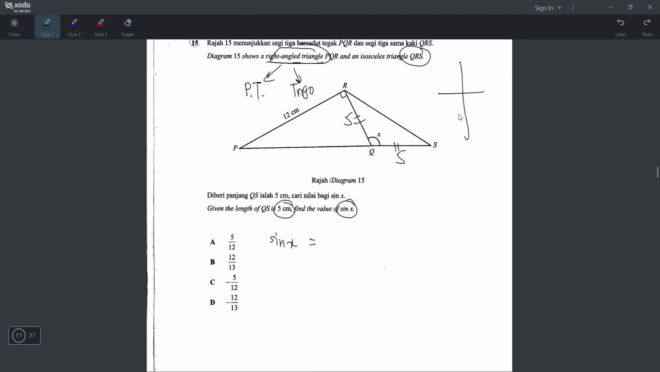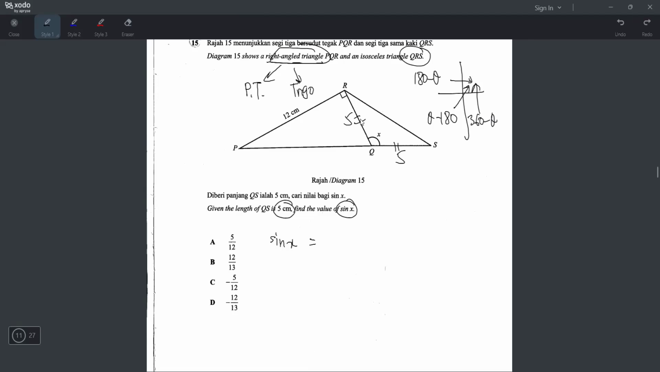And how to find the reference angle? If it's quadrant 2, you find your reference angle like this: 180 minus the angle. If it's quadrant 3, you take the angle minus 180. If it's quadrant 4, how to get to quadrant 1? 360 minus the angle. So this is how you find the reference angle when the angle is in quadrant 2, 3, 4. But if it's already quadrant 1, then you don't need to do anything.